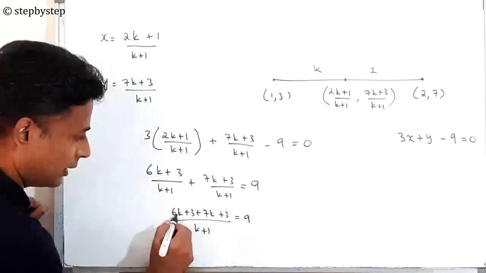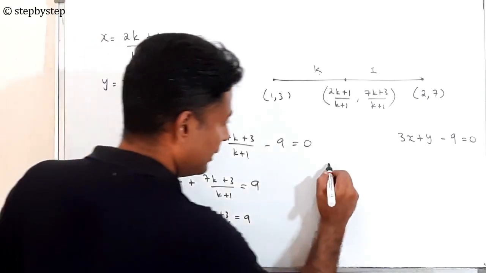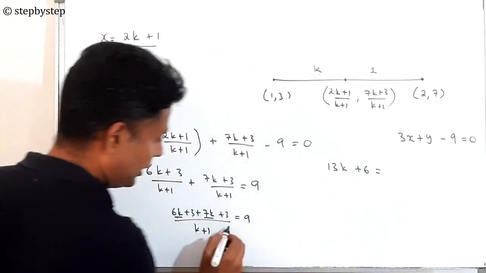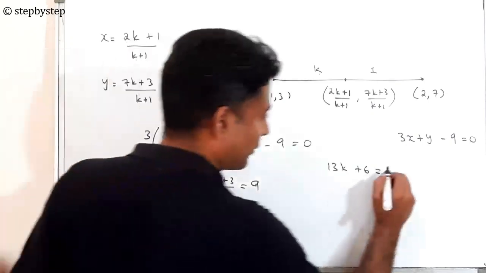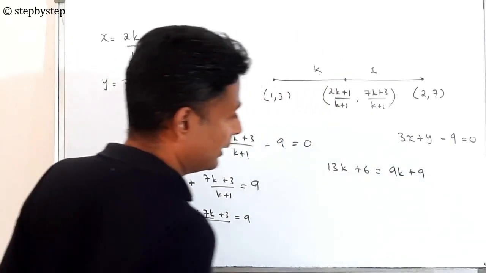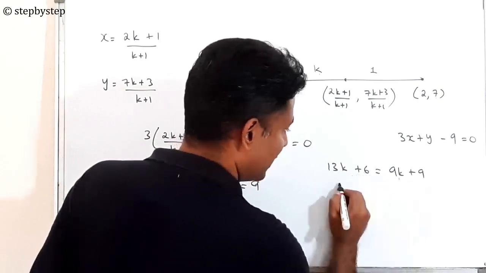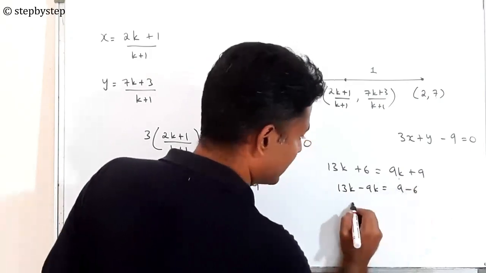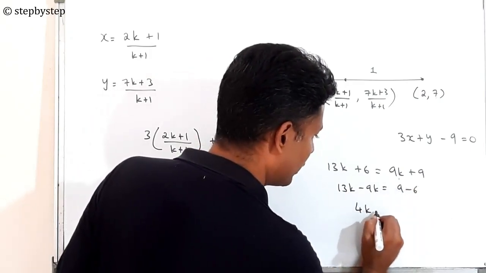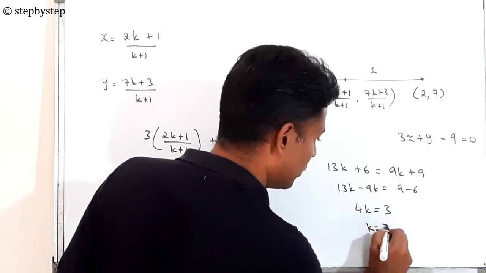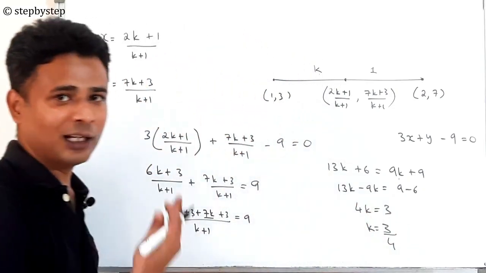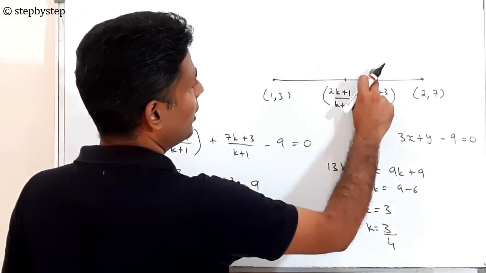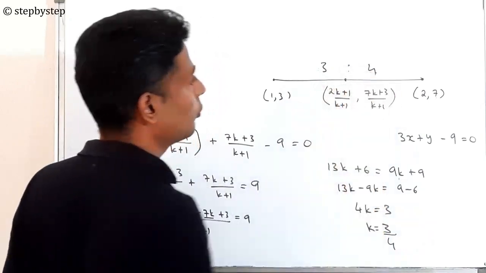Now I'll transpose this over here, and here we have 6k + 7k, 13k, plus 3 + 3, 6, equal to, when I transpose this, it becomes 9 into (k + 1). So it will become 9k + 9. Now 9k I'll transpose to this side, 6 to the other side. So I get 13k - 9k = 9 - 6. So 13k - 9k is 4k = 3. So k = 3/4. So we got our value of k as 3/4. Since k is 3/4, the ratio is 3:4.